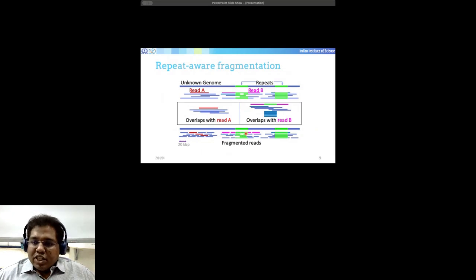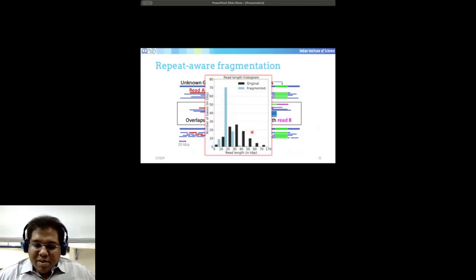If we identify a region which is part of a repetitive region, which we identify by recognizing a significantly higher number of reads aligning to that particular location, we leave that region unfragmented and only fragment the non-repetitive regions. And the impact on the read length distribution is immediate. This is an ONT duplex dataset of real reads, and the range of read lengths drops from 170,000 to 60,000.